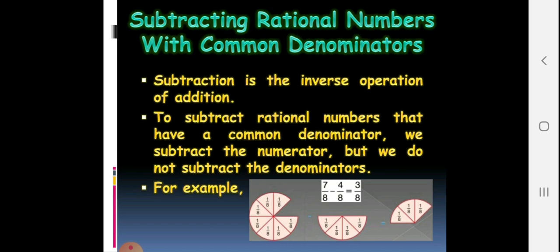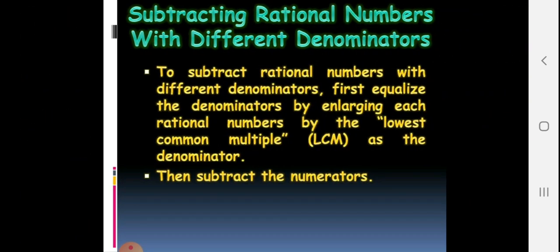Now subtracting rational numbers with a common denominator. Subtraction is the inverse operation of addition. To subtract rational numbers that have a common denominator, we subtract the numerators, but we do not subtract the denominators. For example, 7 upon 8 minus 4 upon 8. The 8 I will write common. 7 minus 4 gives me 3 by 8. Subtracting rational numbers with different denominators, again you need to find an LCM. So I will find the denominators' LCM. Once the denominator is common, I can subtract the numerators.